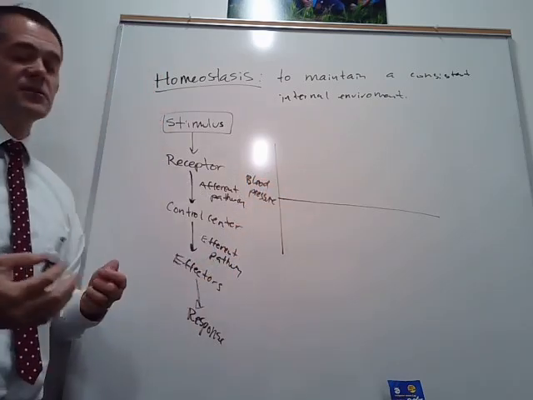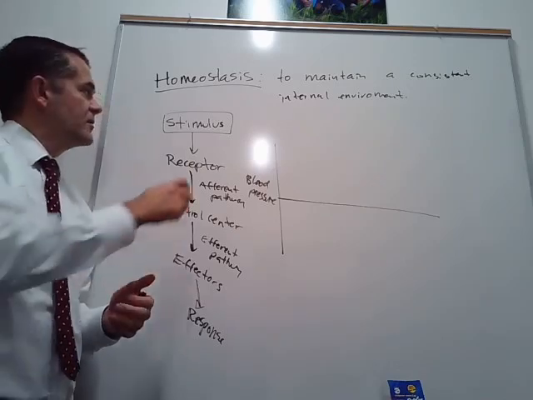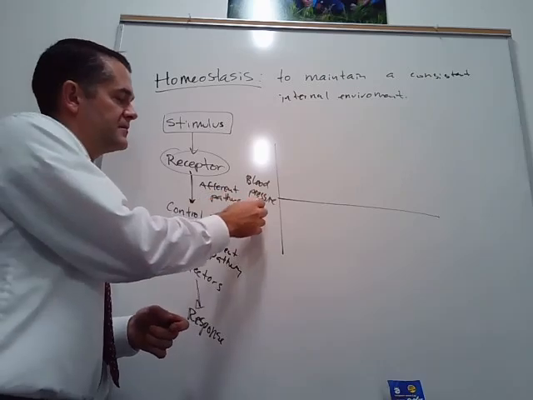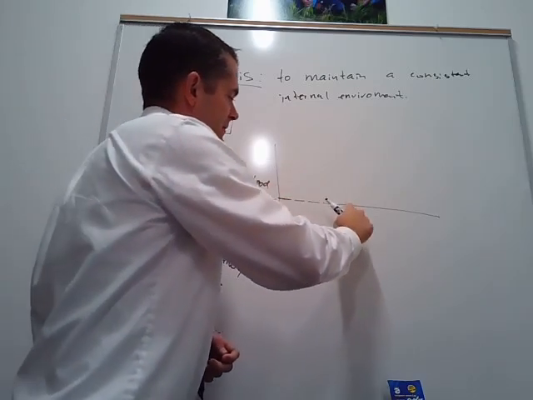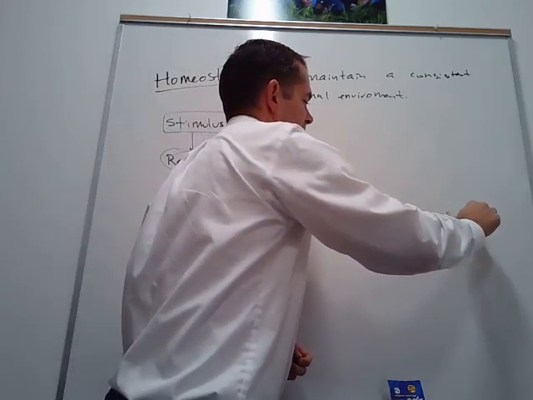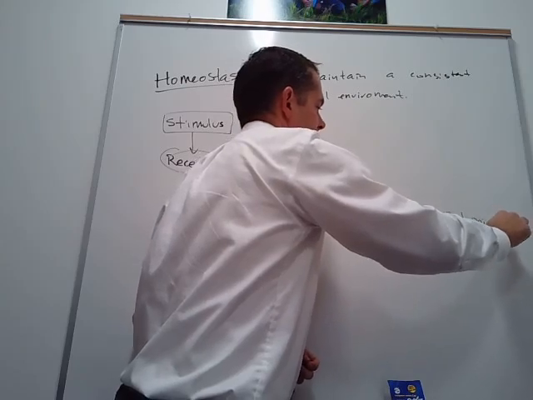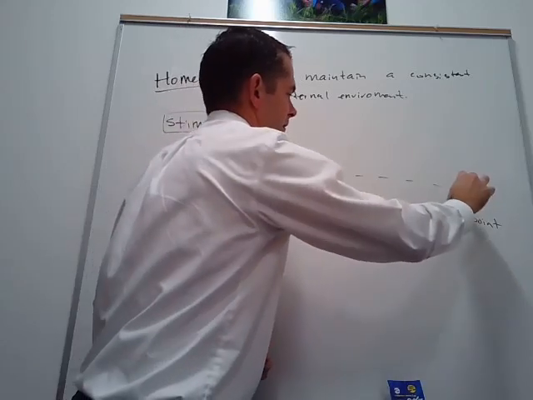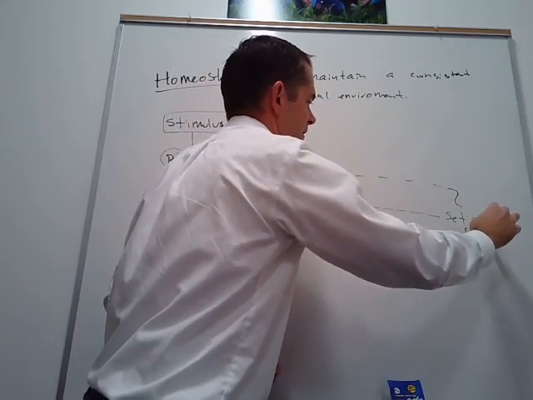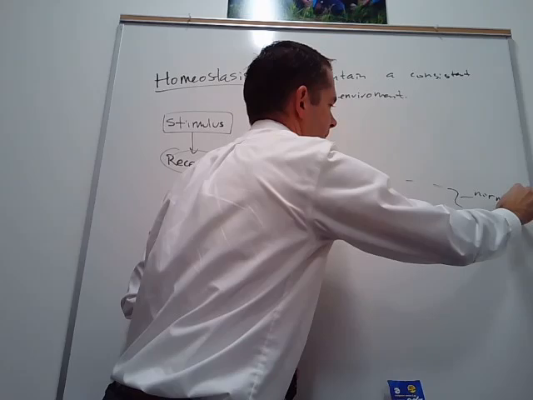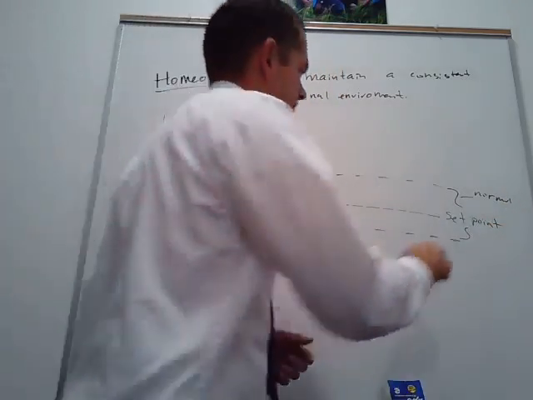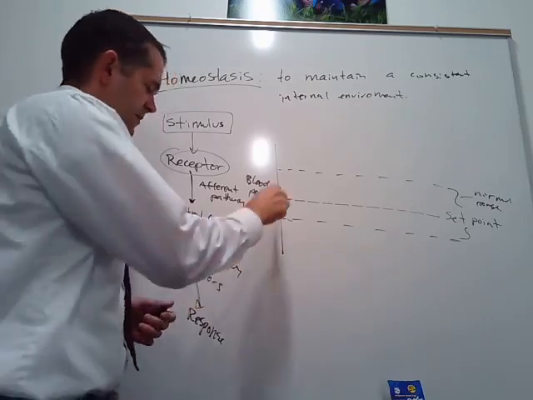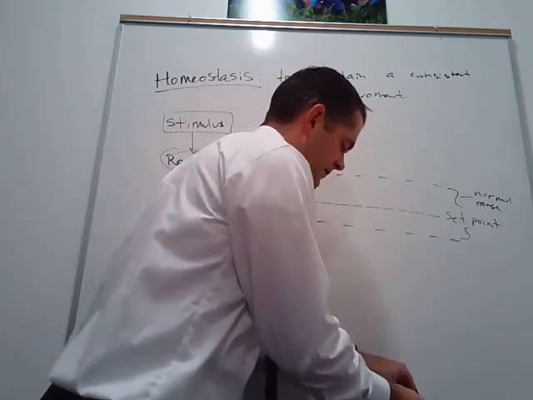So blood pressure is a controlled variable. It's something our body's monitoring, which means it has receptors for it. Okay? And so this blood pressure has a set point, a point where the body's trying to keep that pressure. And then it has a range. This range here would be your normal range. Let me see if that's still on the screen. It looks like it is. Normal range, okay?